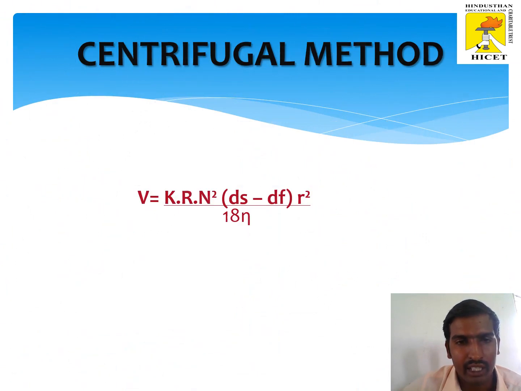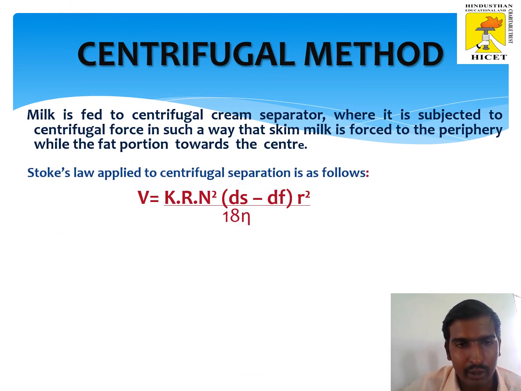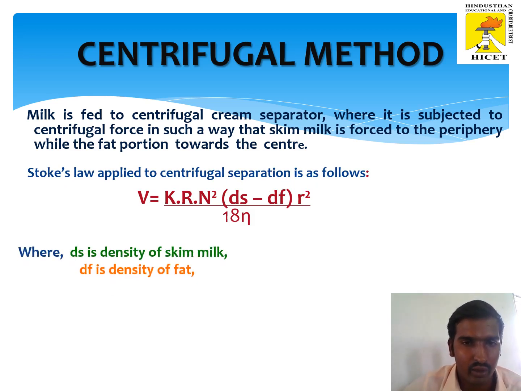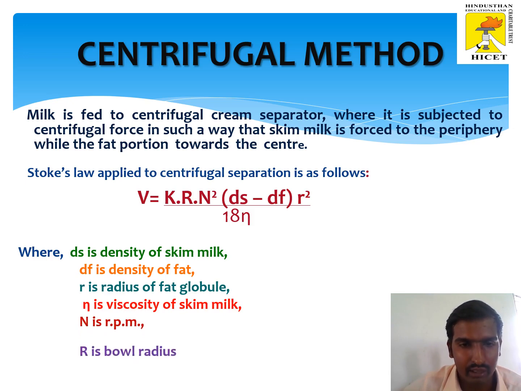And the centrifugal method can be applied to the milk that is fed into the centrifugal cream separator, and you can find the velocity by using the formula V is equal to Kr into N square into density of the skim milk minus density of the fat into radius of fat globule divided by 18 into viscosity of the skim milk.